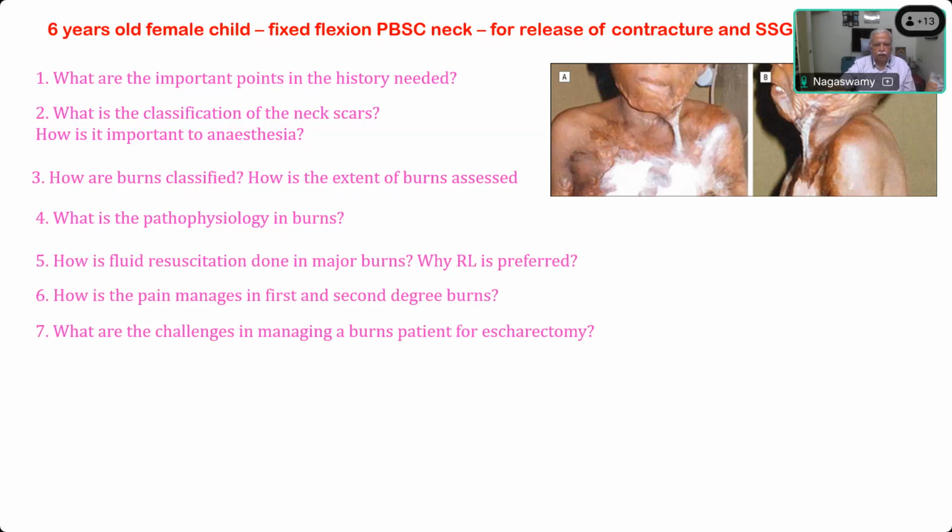So the challenges you have to remember for escharectomy are: one is hemorrhage. In Western countries, unless you reserve 6 bottles of blood, patients are not taken up for escharectomy. That amount of blood loss will be there. Second thing is monitoring difficulty. Third thing is airway difficulty. Fourth thing is hypothermia. And fifth thing is they become more resistant to non-depolarizing muscle relaxants. Can you tell me why they become more resistant to ND blockers?